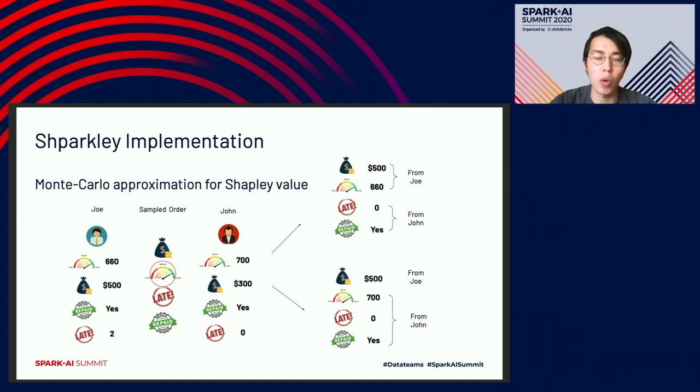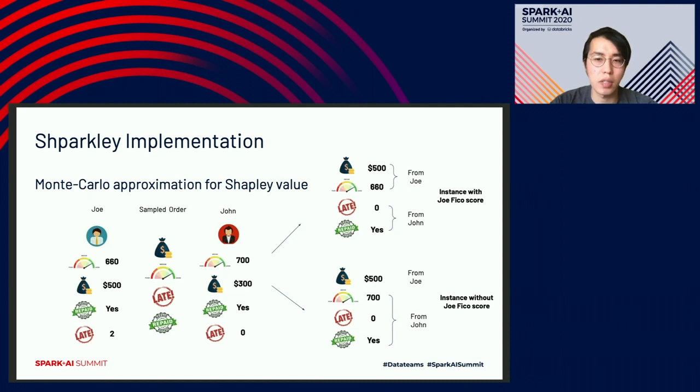Then using this order and John's data, we're going to create 2 counterfactual instances. So for the first counterfactual instance, we're going to take all the features, including FICO score, that are prior to and including FICO score from Joe, which is going to be the $500 loan amount and 660 FICO score. And then we are going to append all the remaining feature values from John, which is 0 delinquencies and has repaid with the firm before. This is how we get our first instance.